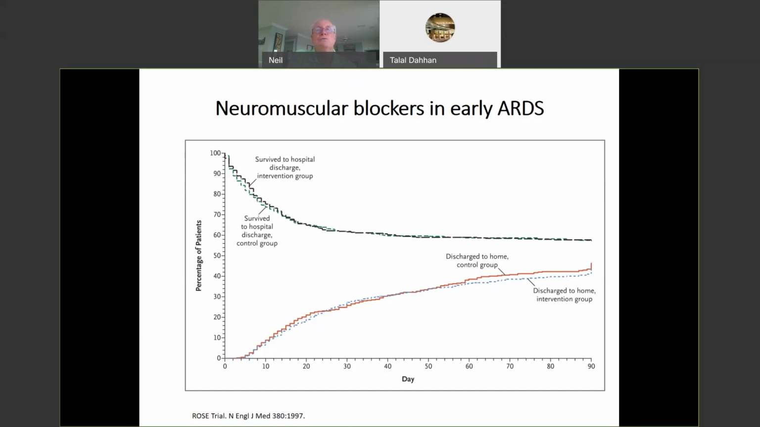Having said that, I do find neuromuscular blockers important in patients who are difficult to synchronize, patients whose oxygenation is really terrible and in whom I want to reduce oxygen consumption. You run a risk, of course, with neuromuscular blockers of ICU weakness, but again, when you're with life-threatening hypoxemia, I think it's probably worth the risk.